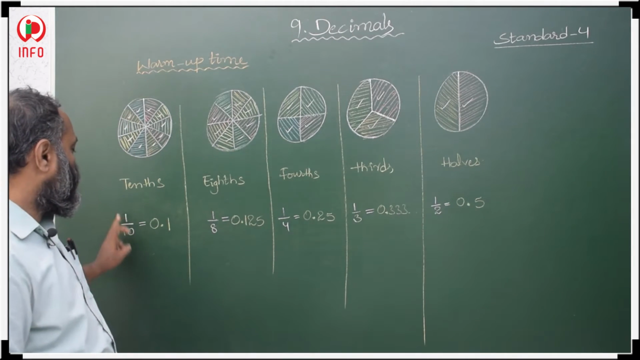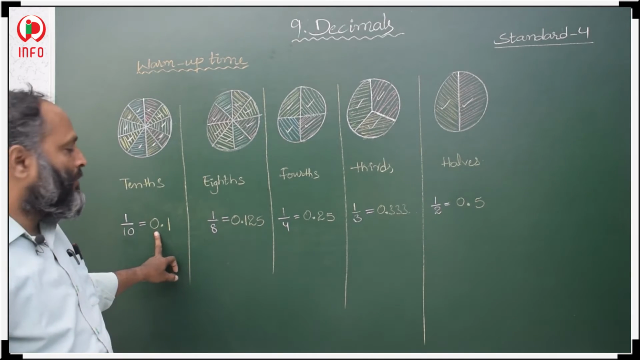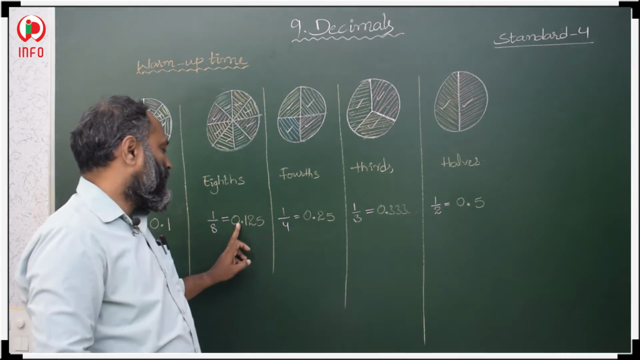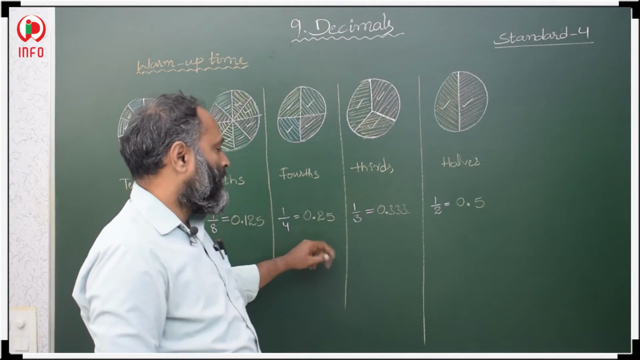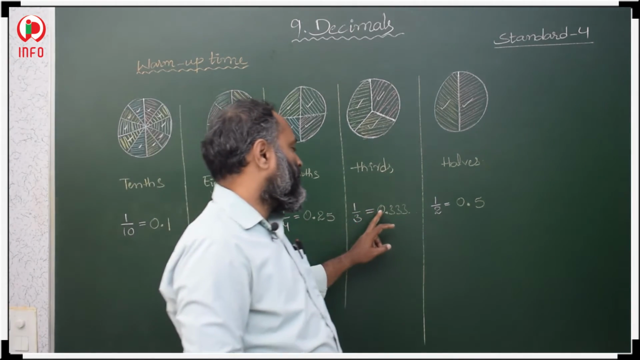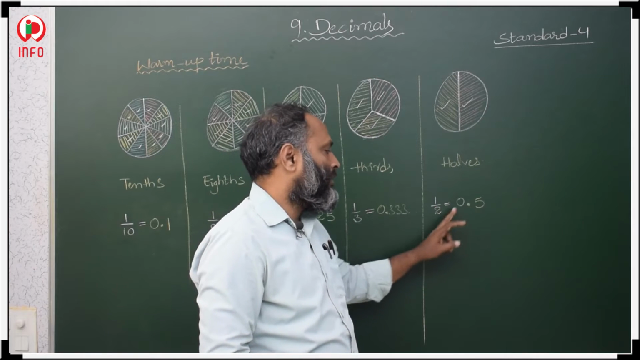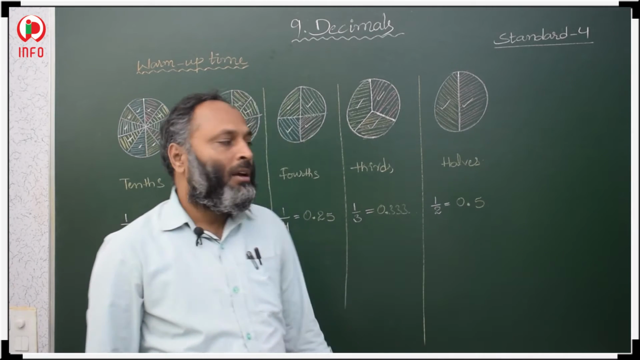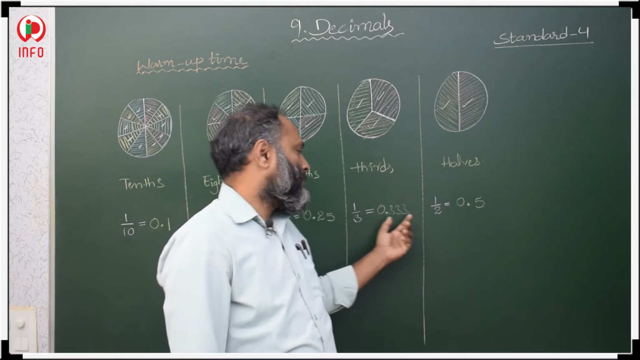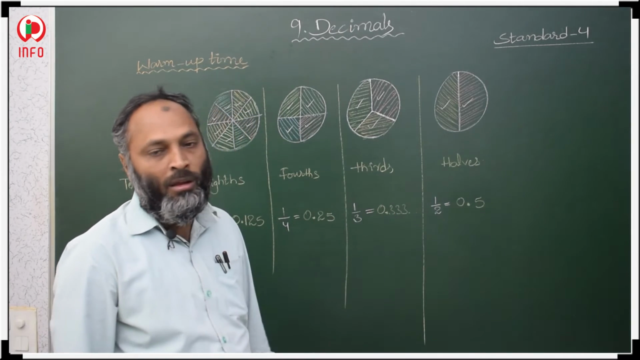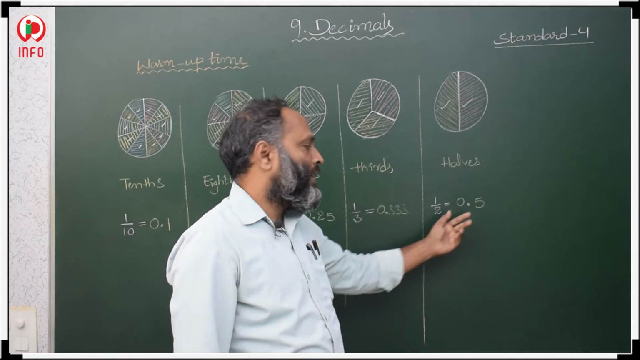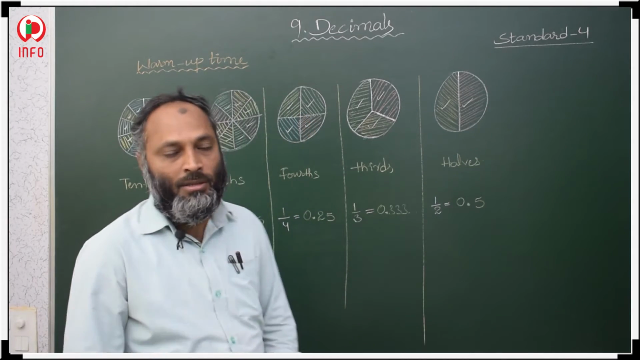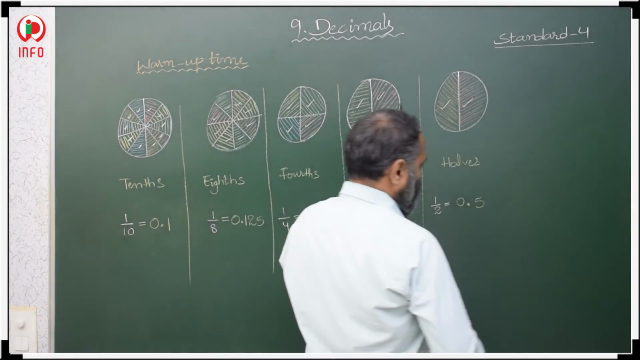So, this 1 by 10 value is equal to 0.1. 1 by 8 value is equal to 0.125. 1/4 value is 0.25, 1/3 value is 0.333, 1/2 is equal to 0.5. How will you get these 0.25, 0.33, 0.5 and all? If you divide 1 by 2, then you will get 0.5. How is it? See here.